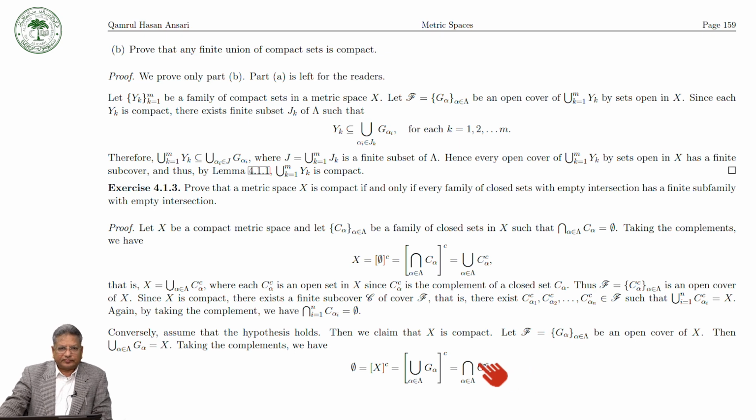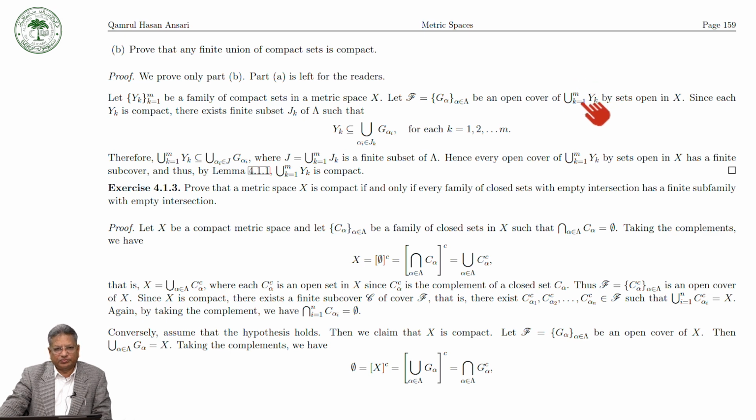So let Yk, where k runs from 1 to m, be a finite family of compact sets in a metric space X. We have to prove that the union of this family, the union over k from 1 to m of Yk, is compact. For that we have to prove that every open cover of this has a finite subcover.